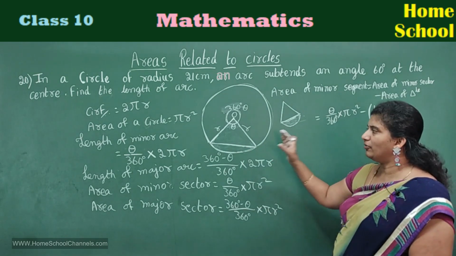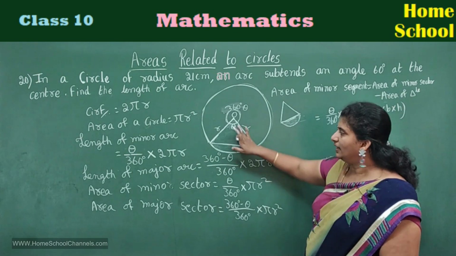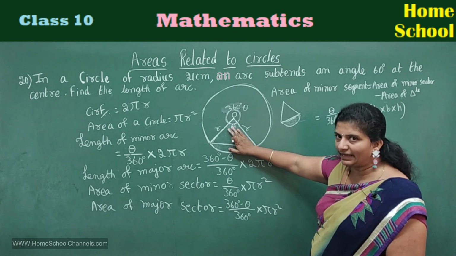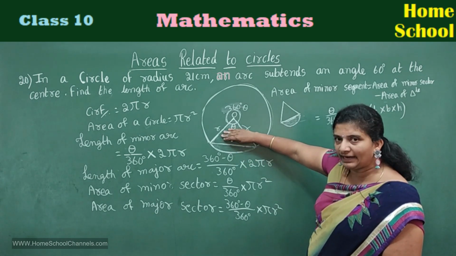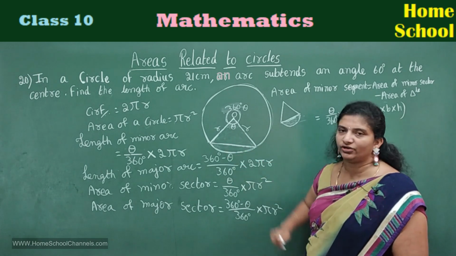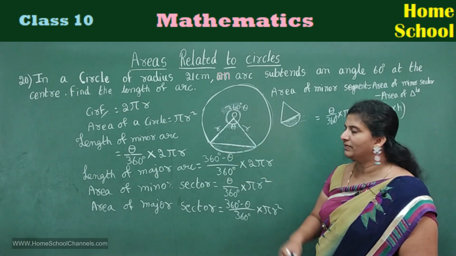Once again, how do you get area of minor segment? From the area of a minor sector, subtract the area of a triangle. Then we are going to get the minor segment area.